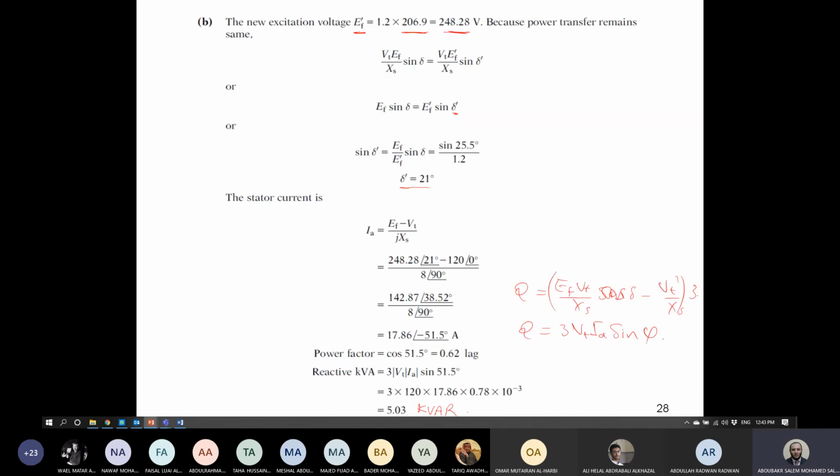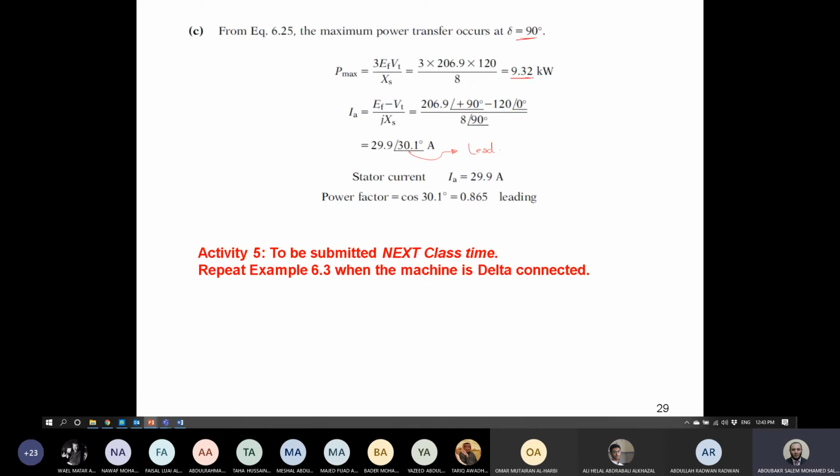Of course, we shouldn't operate the machine at maximum power. We only investigate the values at maximum power to avoid operating the machine at this value. So we could get the stator current and the power factor in the same way. Activity number 5, inshallah, it's required from your side to solve the same problem when the connection of the machine is delta.